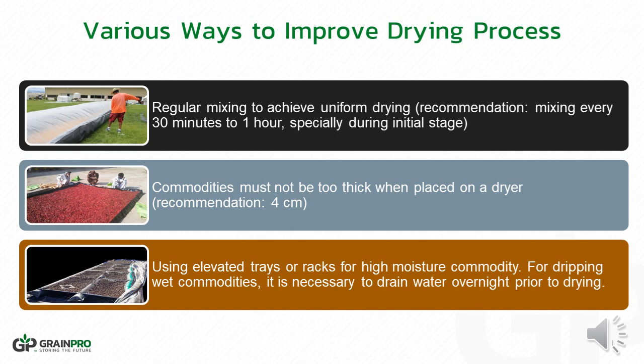For food products that contain high moisture, using an elevated rack is recommended. If the product is dripping wet, it is advised to allow water to drip overnight before placing them in the dryer. The elevated rack also allows remaining water to drip and expose more surface area of the products to the heated air through top and bottom sections of the rack.